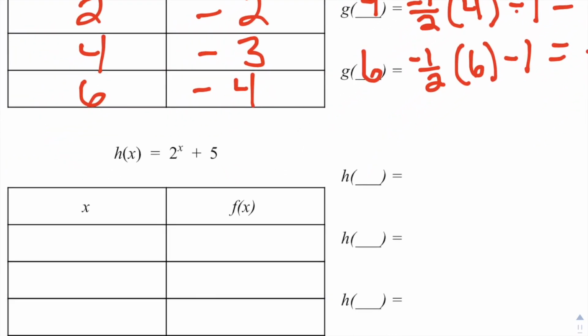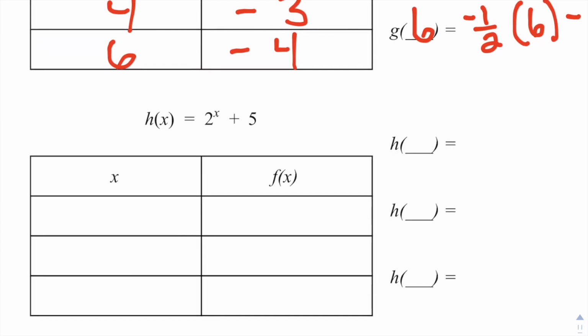Let's go down here to this h of x, because this is a really cool one. This is an exponential function, and I want to do something really cool with this. I'm going to teach you some different things too on this one. With this one, we're going to put in 0, 1, and 2. We're going to evaluate h at 0, h at 1, and h at 2.